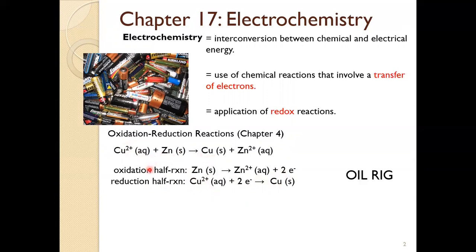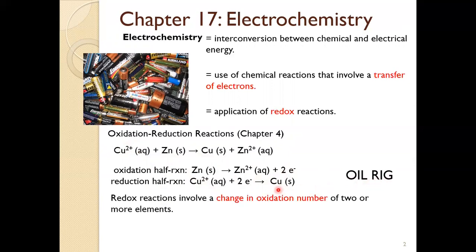And we want to keep in mind as we go through this chapter what we mean by oxidation and reduction. One mnemonic we can use is OIL RIG. Oxidation involves loss of electrons. Reduction involves gain of electrons. All redox reactions have in common that they involve a change in oxidation number of 2 or more elements. So we want to spend an entire time today just reviewing what we mean by oxidation number and how to determine oxidation number for any element in any compound.